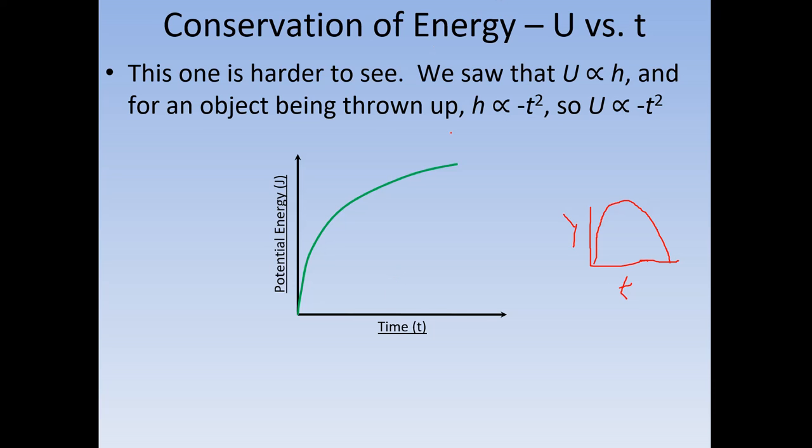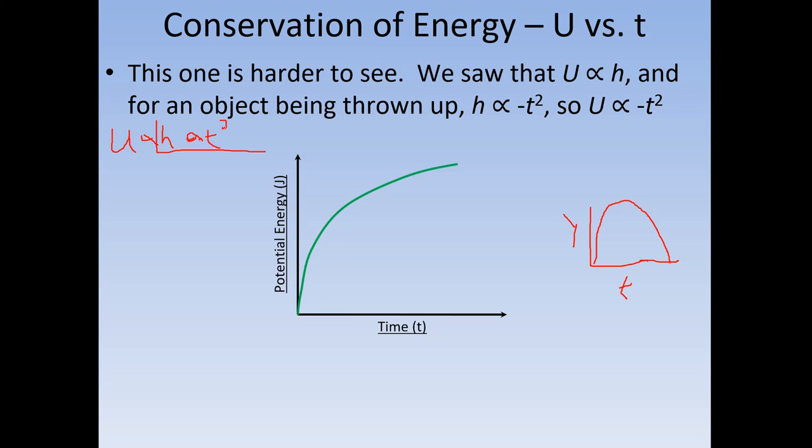Again, notice how we're doing this. We look at it and say, okay, well, U is proportional to h. So if I want to find the relationship between U and t, maybe it'd be easier to look at h and t.